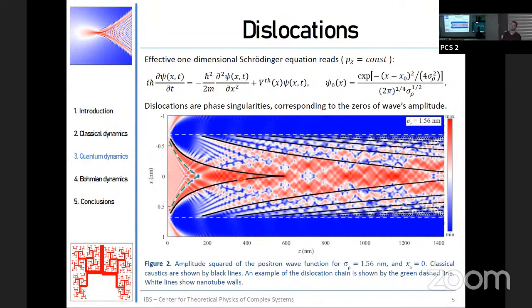So what we see here in addition is a large number of these interference peaks and minima. We have places shown here. This is something called a dislocation chain. So what is a dislocation? Well, it's a place where your wave function goes exactly to zero. And this is a place where the phase is actually undefined. So this is something new.